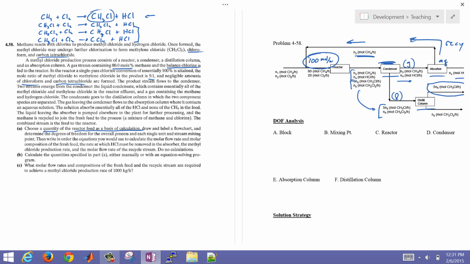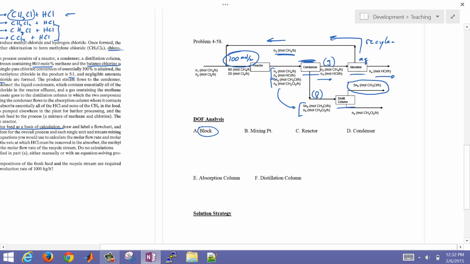We'll do a degree of freedom analysis for the overall process, each single unit, and stream mixing point. Then we'll write in order the equations we'd use to calculate the molar flow rate and the molar composition of the fresh feed, the rate at which the HCl must be removed in the absorber, and the methyl chloride production rate. So basically we want to be able to calculate all of the molar flow rates throughout this whole system. But first we need to start with a degree of freedom analysis. What it will tell us is where we can start closing these species balances, where we can do the calculations. So we're going to start first with the block.